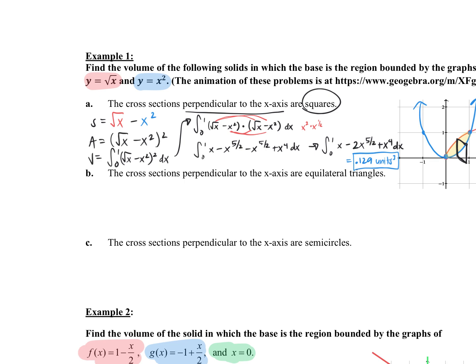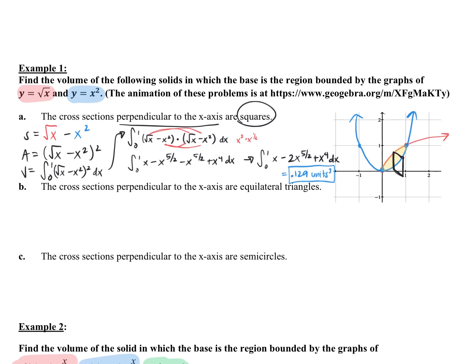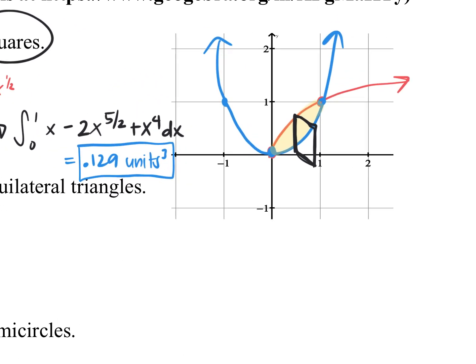So the cross-sections perpendicular to the x-axis are equilateral triangles. What that means is instead of having this perpendicular shape be a rectangle, think about putting an equilateral triangle on that red line there. So that equilateral triangle is coming up towards you, away from the paper. Does that make sense? Can we visualize that? A little bit.